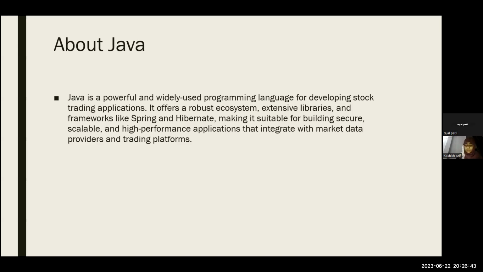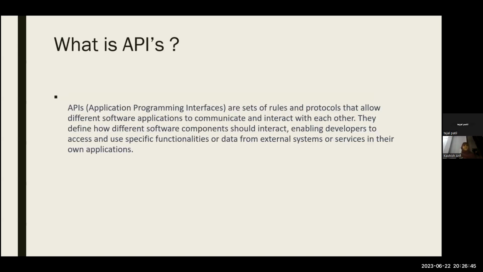Easy to develop the software using Java. So next one, what is API? API is an application program interface, a set of rules or protocols that allow different software applications to communicate and interact with each other. They define how different software components should interact, enabling developers to access and use specific functionalities or data from external systems or services in their own application.